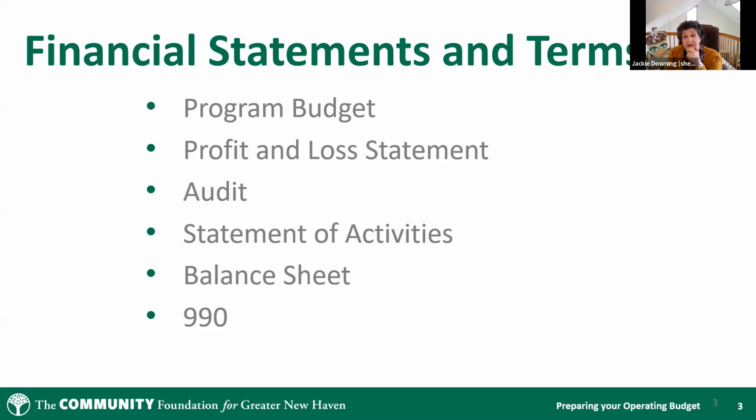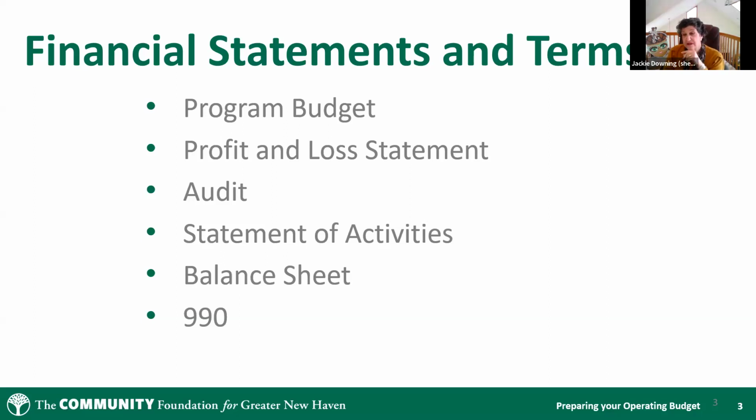If you are an organization with an operating budget of $1 million, you are required by the state of Connecticut to do an audit. If you're an organization with an operating budget between 500 and 1 million, you must have a CPA do either a review or an audit. And if you're under 500,000, an audit is not required.